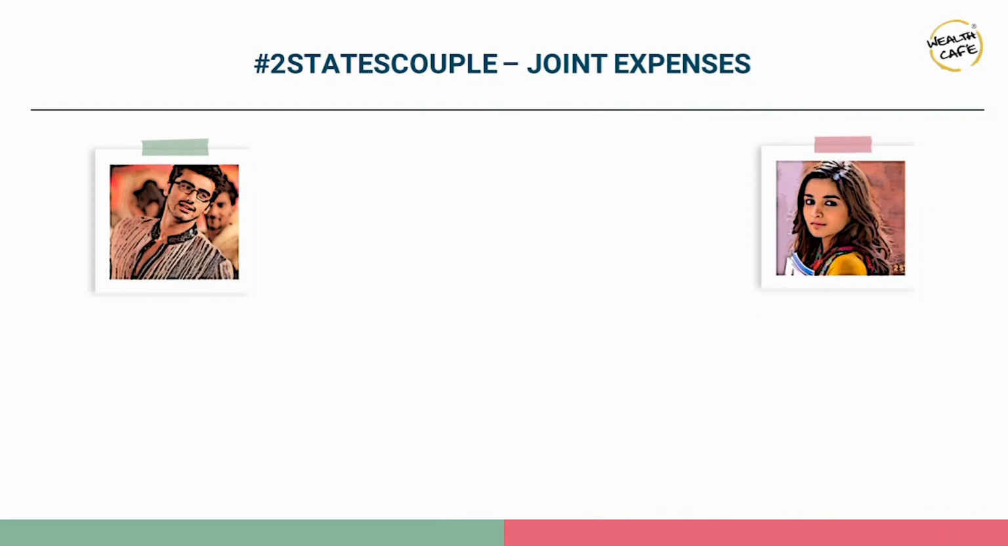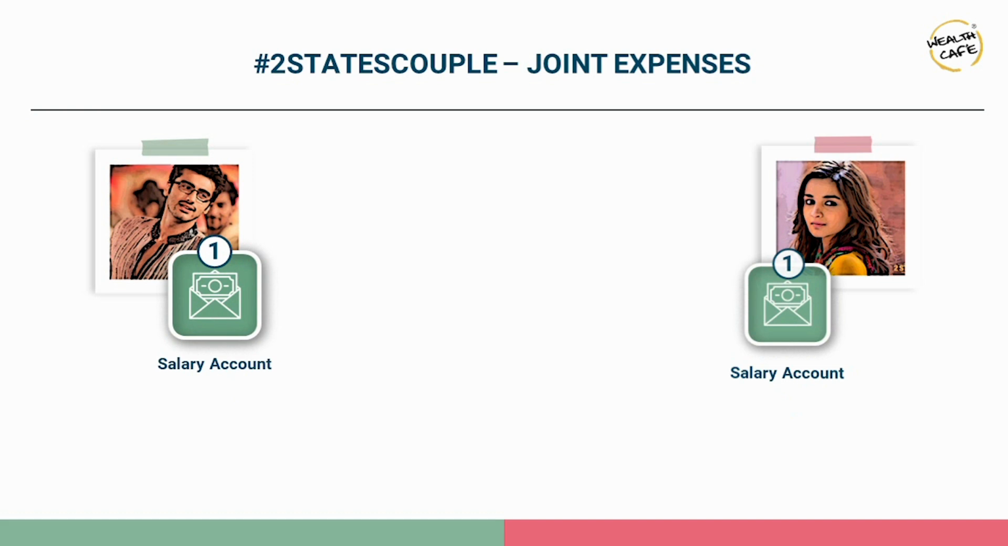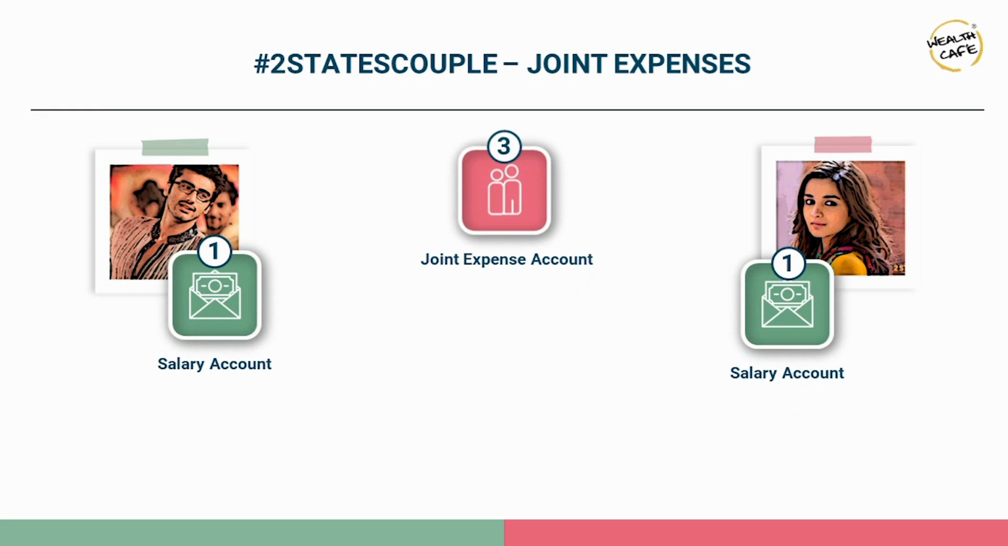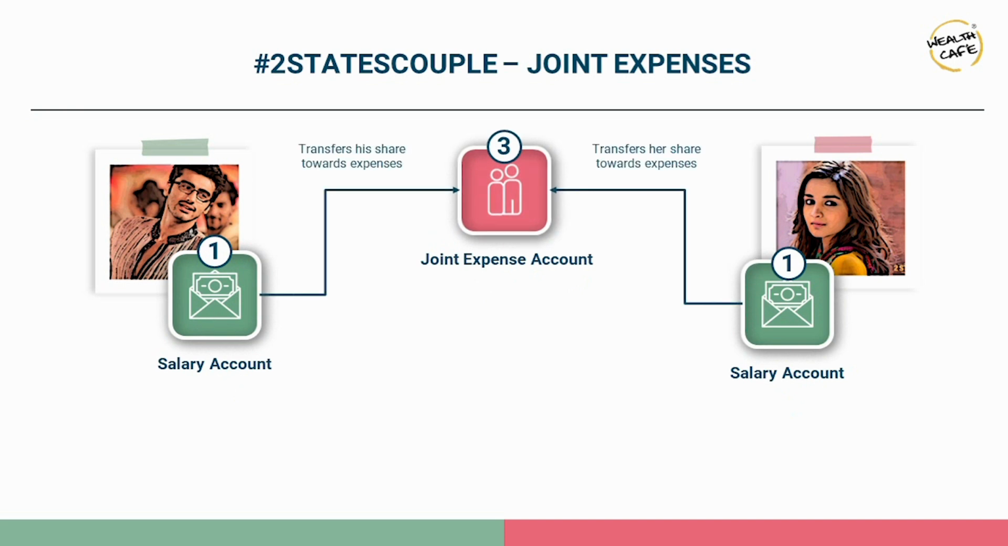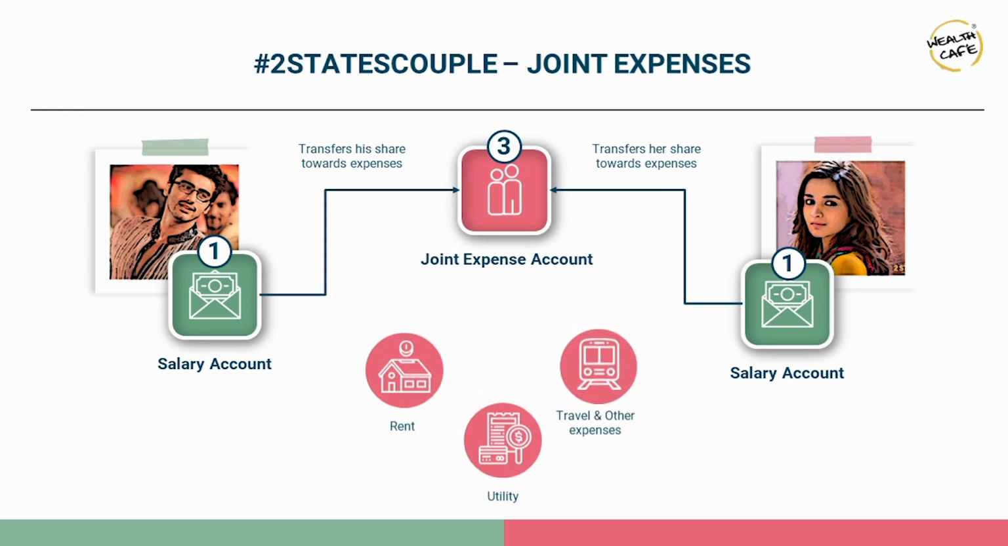So the first thing to do is that Krish and Ananya both have their salary accounts, which are their income accounts, in their individual names, and then they should open a joint expense account which will be held by both of them as anyone or survivor. Now in this joint expense account, they should transfer their contribution to the monthly expenses, and then from this joint expense account they should make all the we spends, like rent, utilities, groceries, travel, etc.